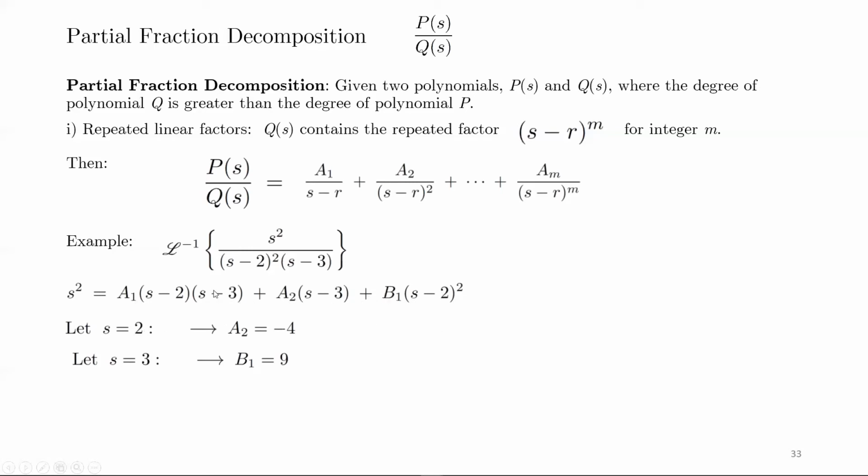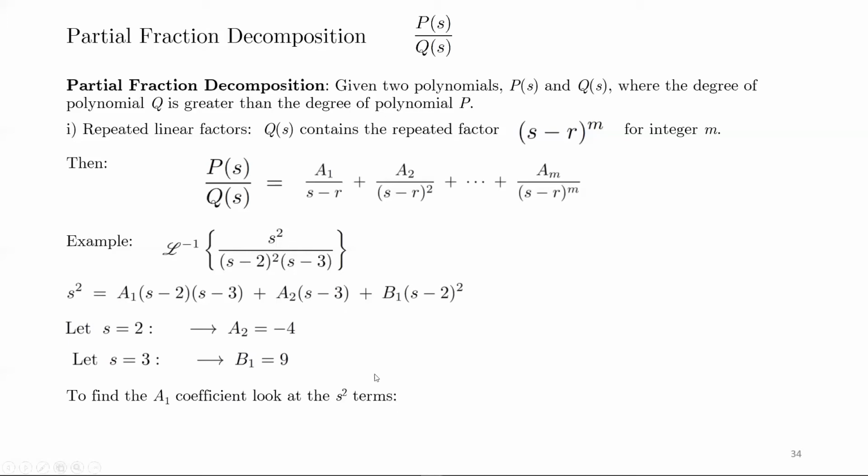Okay, but now we're in trouble because we've used S equals 2, S equals 3. And that was nice because it cancelled out two of our terms, and we just got left with, in the first case, A2, and in the second case, B1. But there's no other numbers we can set S equal to now to solve that equation. So what I'm going to do is I'm just going to look at the S squared terms.